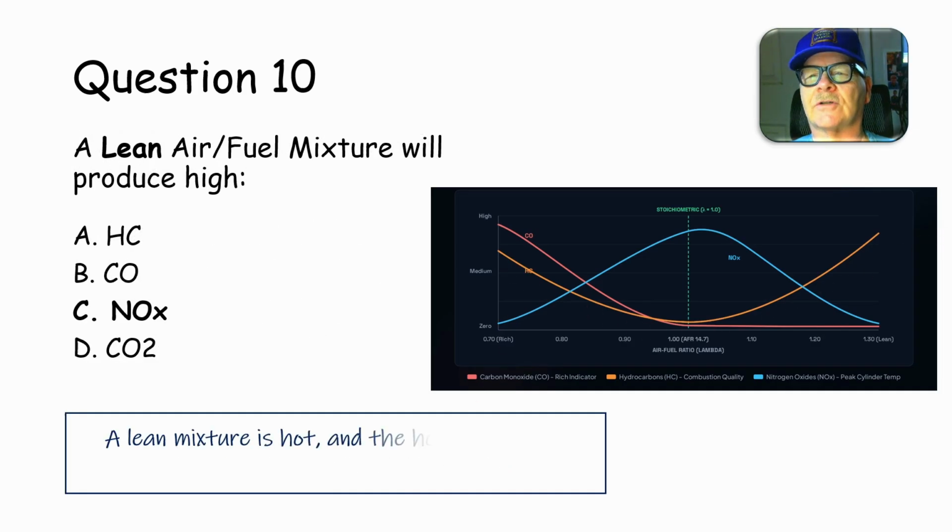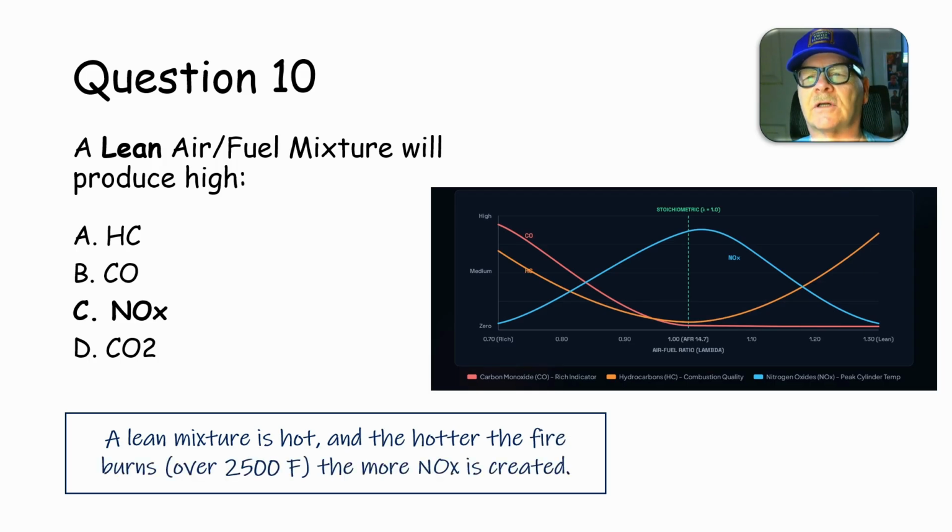And the same charts on this side, because a lean air-fuel mixture will produce high NOx. The lean mixture is hot. It burns hot and slower, which I used to think it burned faster, but you know, you can't watch this happen. But in one way or another, it burns hot. It burns slow. The hotter the fire burns, if it's over 2,500 degrees, I think that's 1,300 Celsius, the more NOx is created, and that's the nitrogen, which is a working gas.